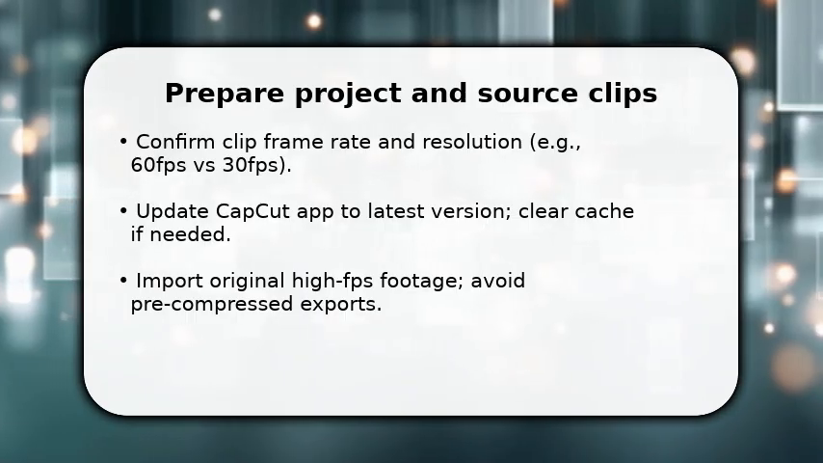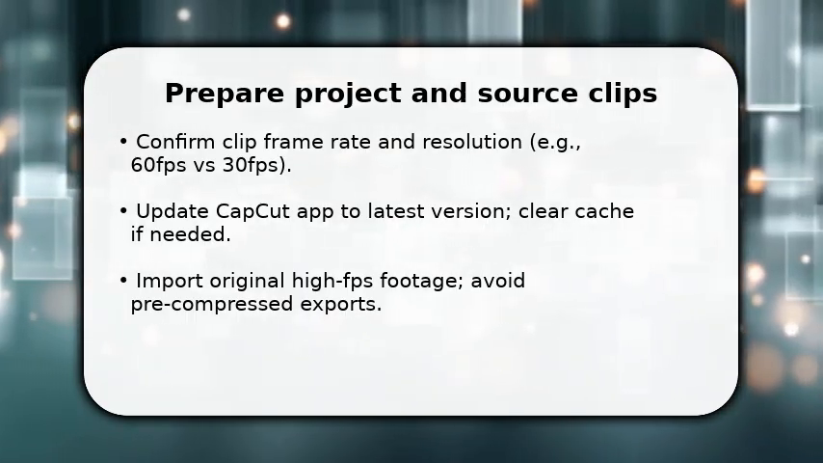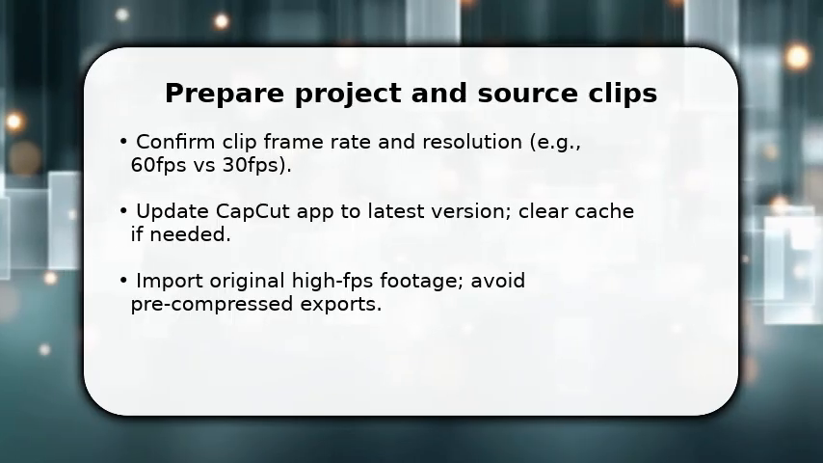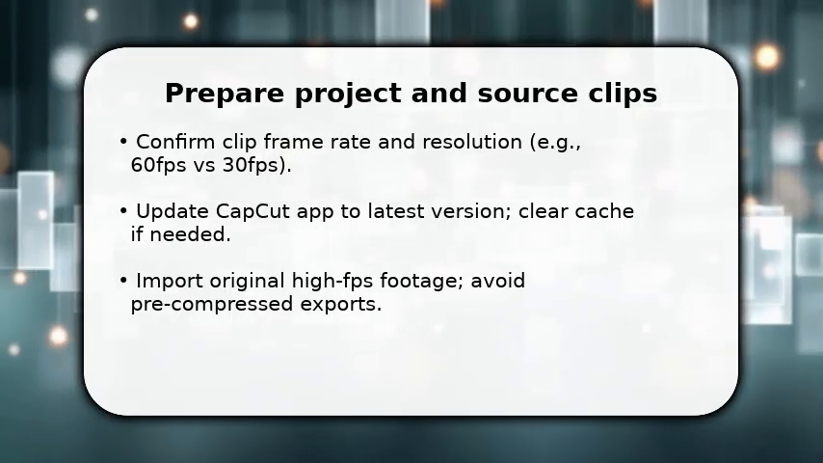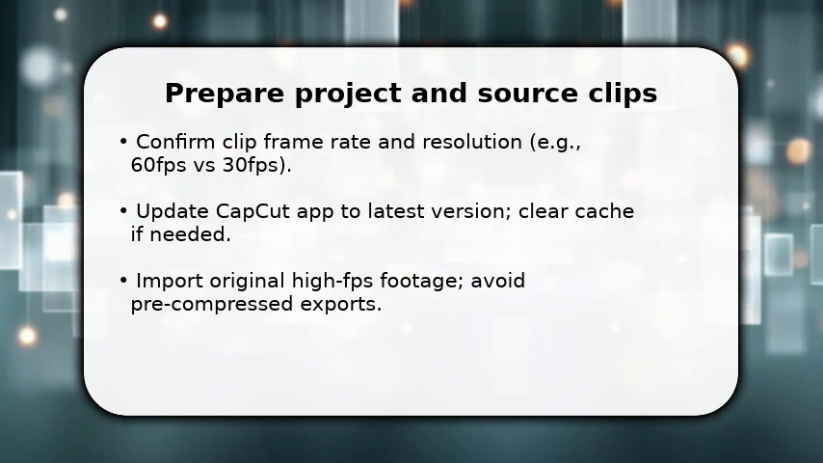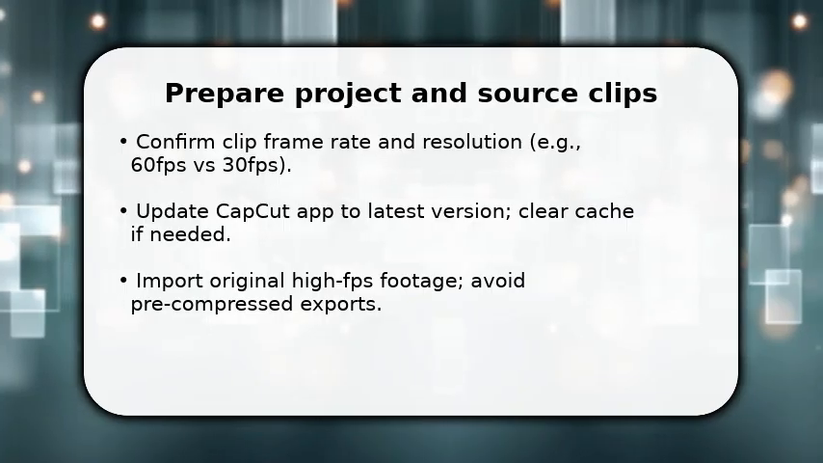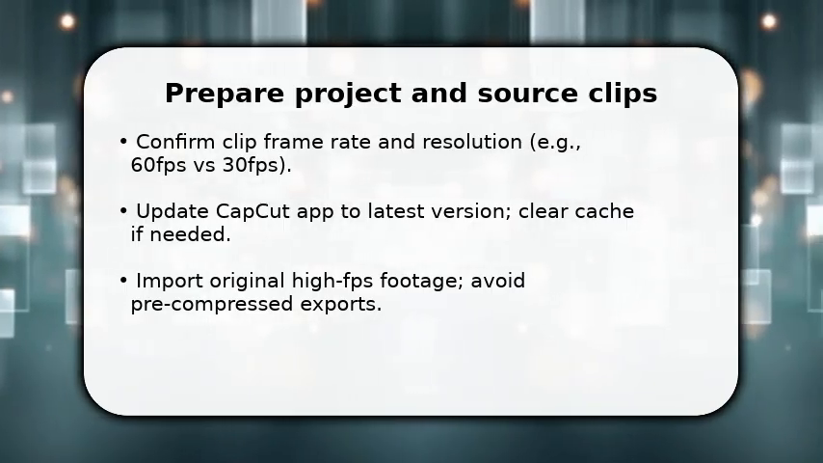Import the original high FPS clip, 60 FPS or higher, rather than a re-encoded file. This preserves frame data. Doing this ensures the app has enough frames to interpolate when you slow playback, preventing stutter from missing frames. Now apply slow motion with the right tool and settings.